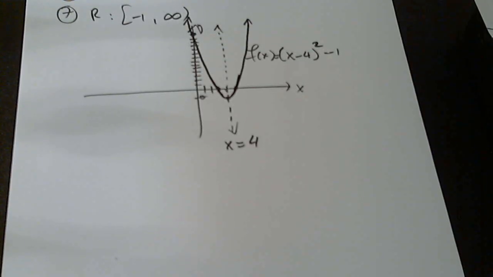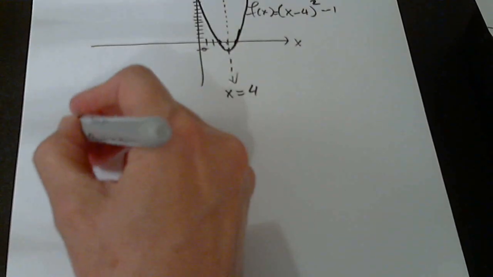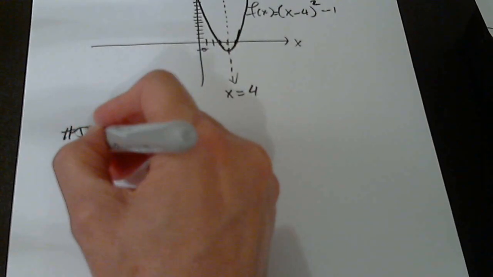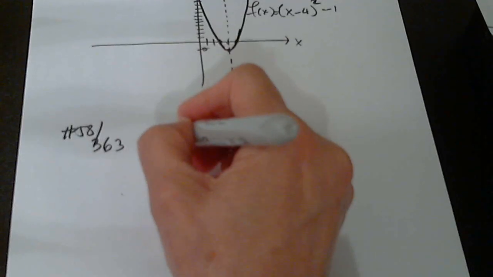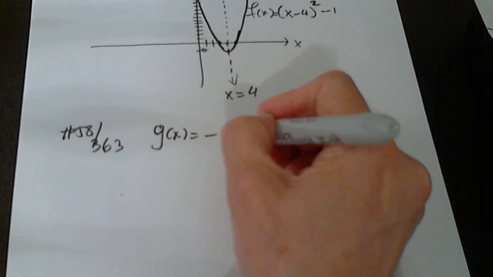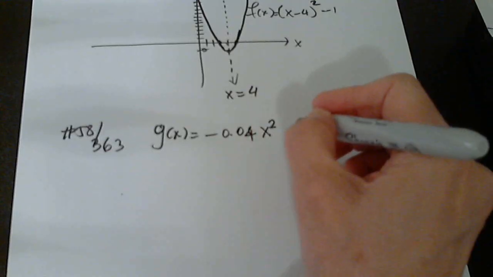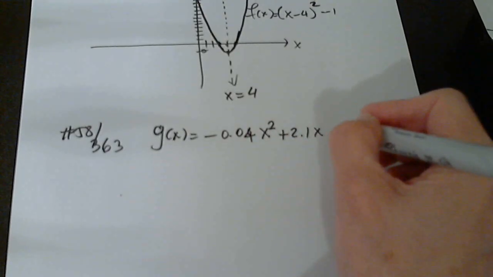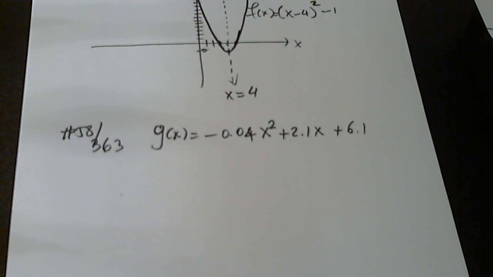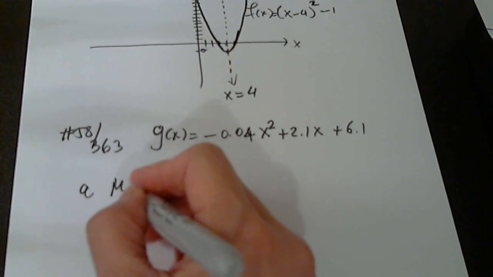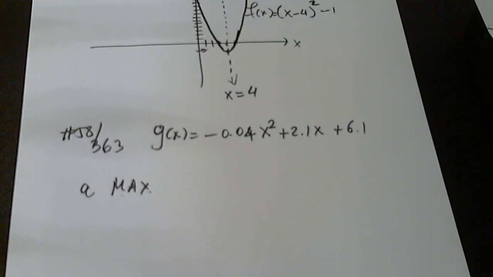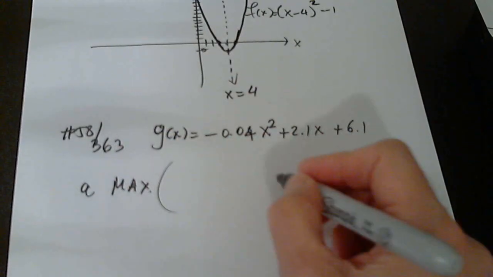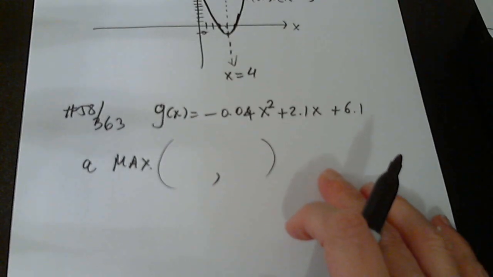What is the maximum height to the nearest tenth of a foot? Okay, so this is 58 on page 363. And I have g of x, I have to copy it: negative 0.04x squared plus 2.1x plus 6.1. And they want us to find in part A the maximum. I know it has a maximum because the leading coefficient is negative. So how do I find the coordinates of the maximum? What do I have to determine?